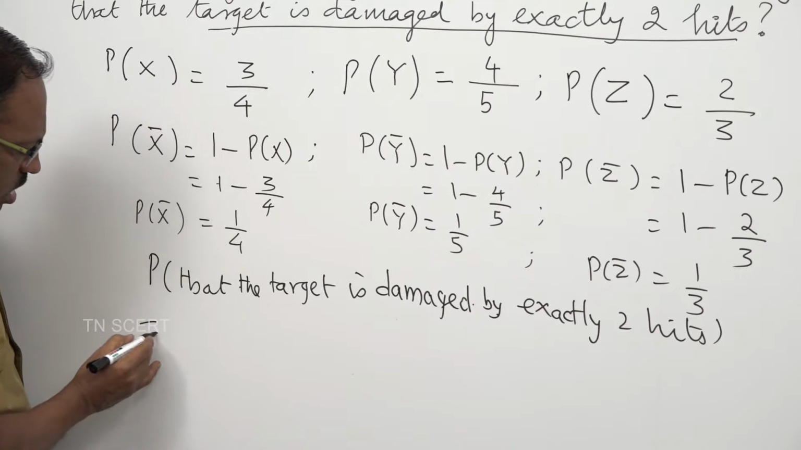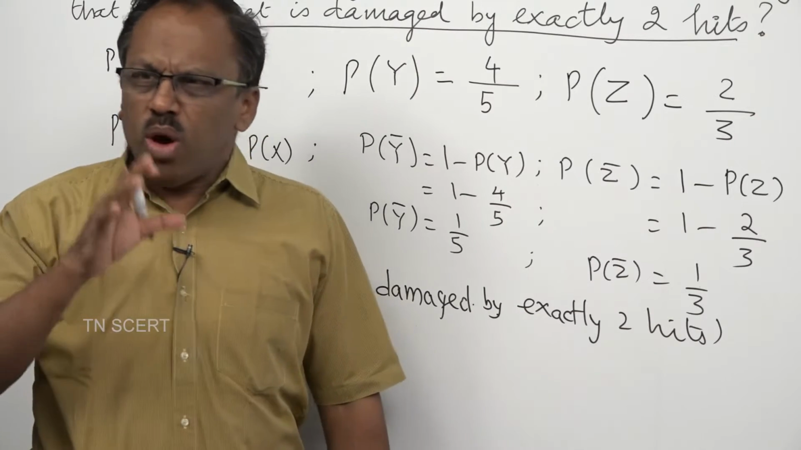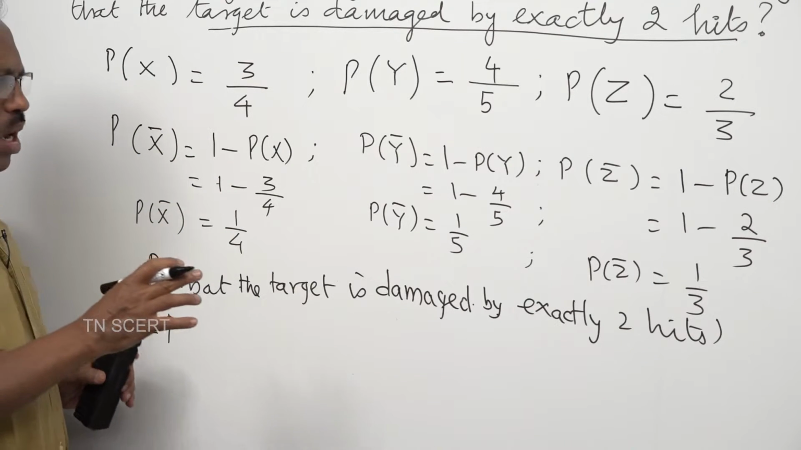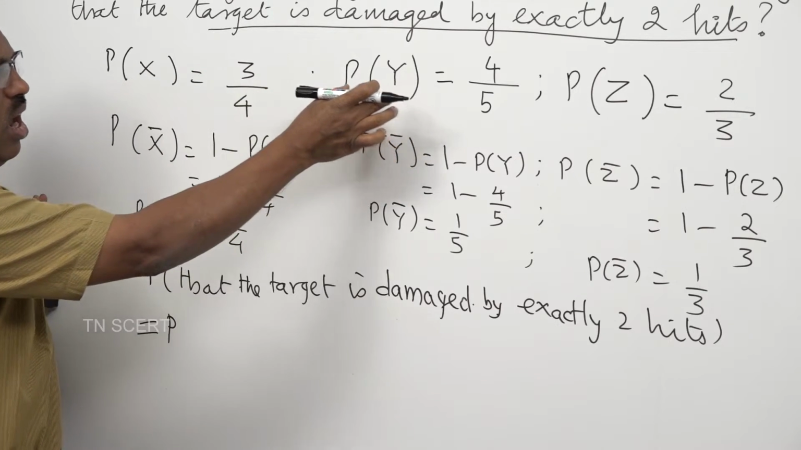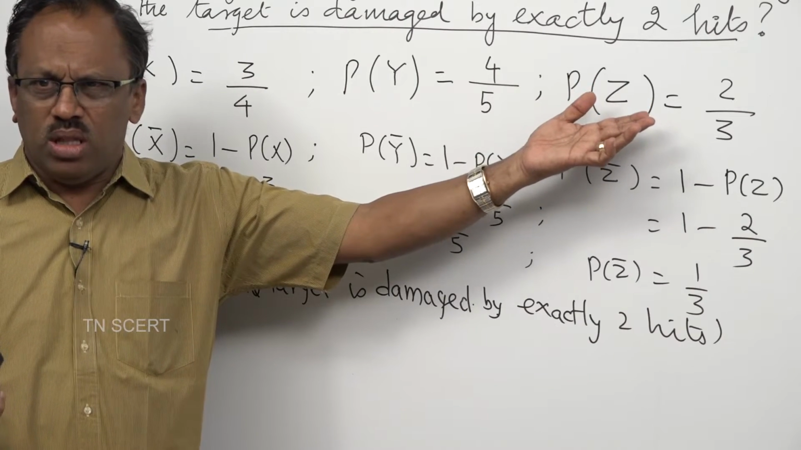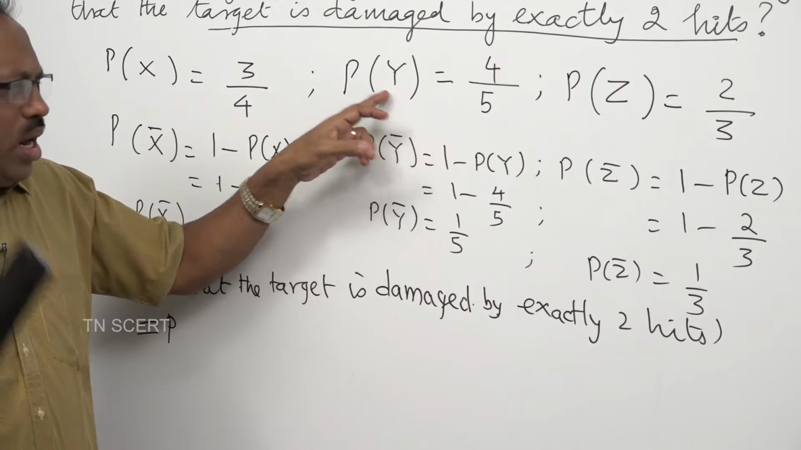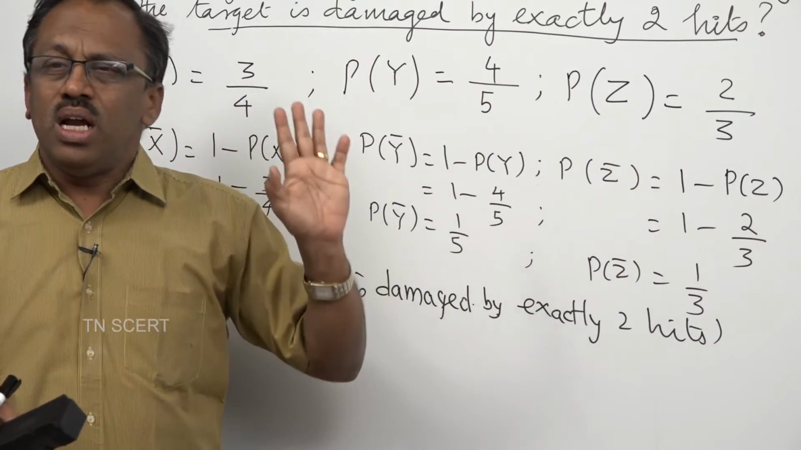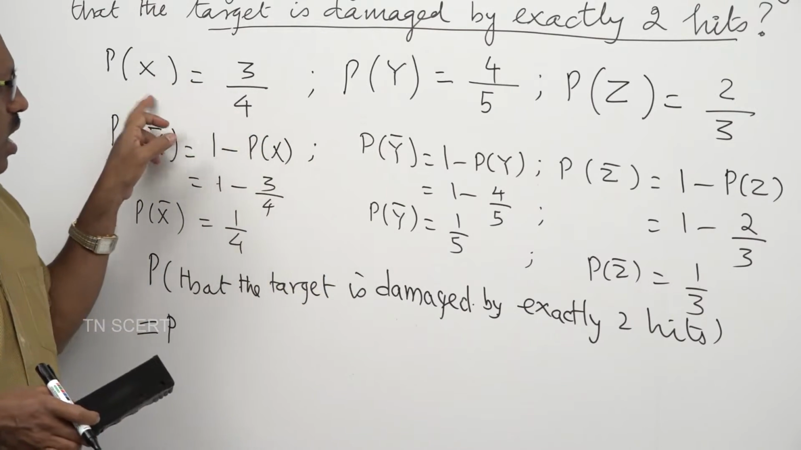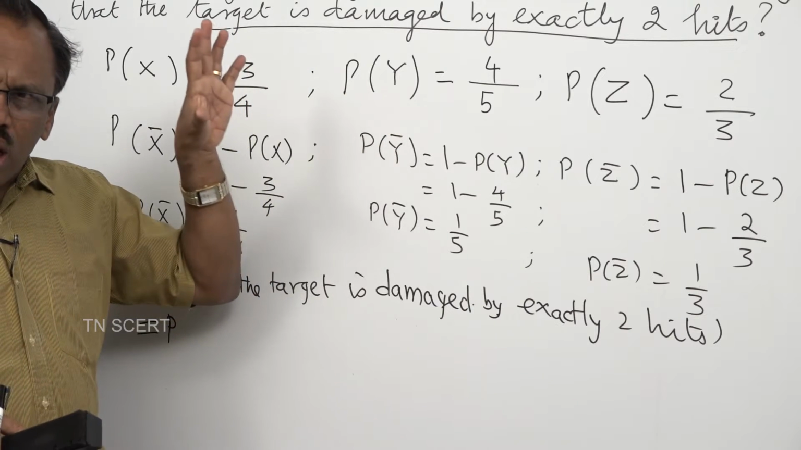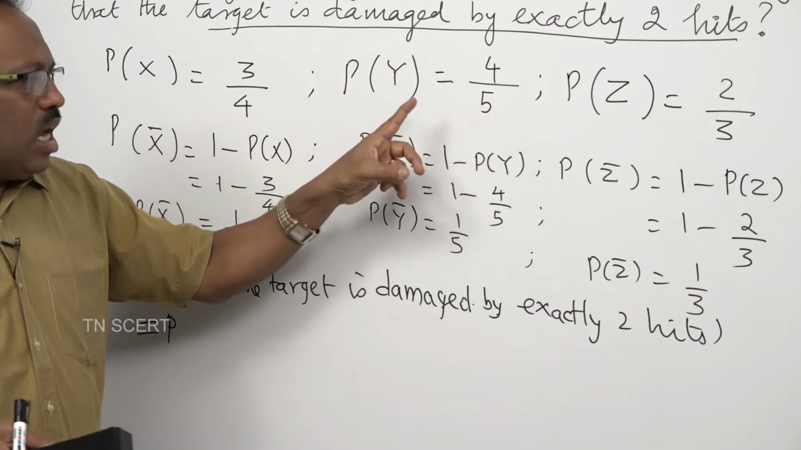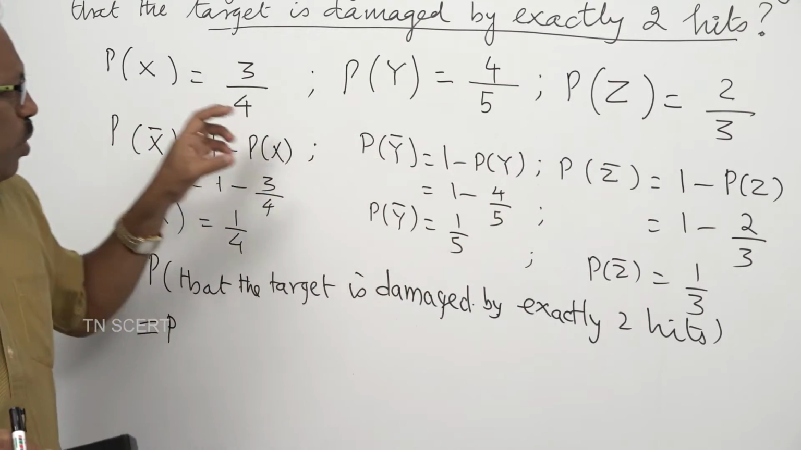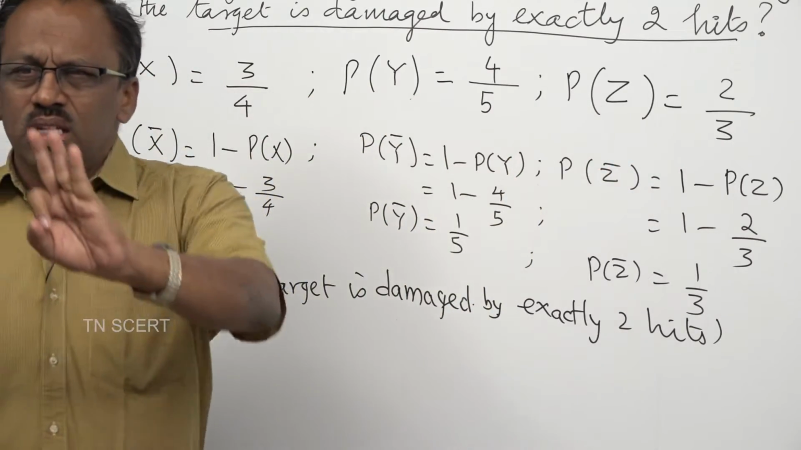Exactly 2 hits. I can show this in a diagrammatic way, or I can explain it analytically, so let us explain analytically now. If X and Y are hitting, then definitely Z is not hitting. Suppose Y is not hitting the target, then X and Z are hitting. Suppose X is not hitting, then Y and Z are hitting. Like that there are 3 possible ways.